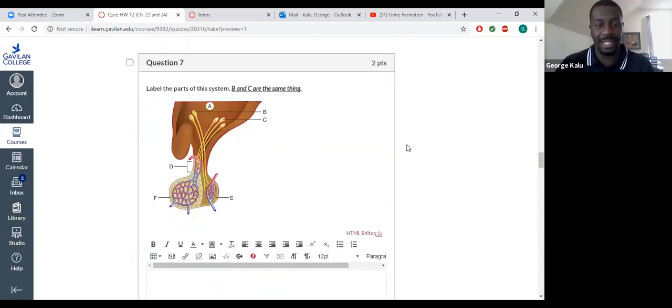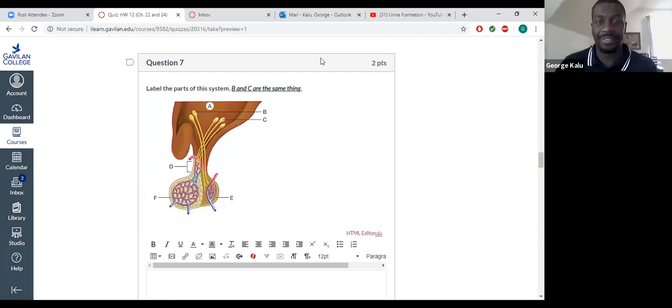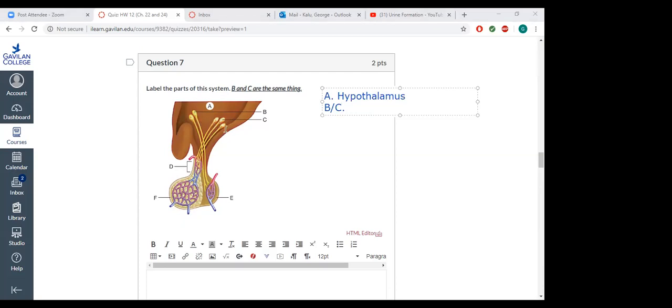So now moving to question 7. Here we're labeling the parts of this system. For A, what are we looking at? The hypothalamus. Right, so A is the hypothalamus. B and C are the same thing. So what are we looking at? Neurosecretory cells. Right, these are the neurosecretory cells.